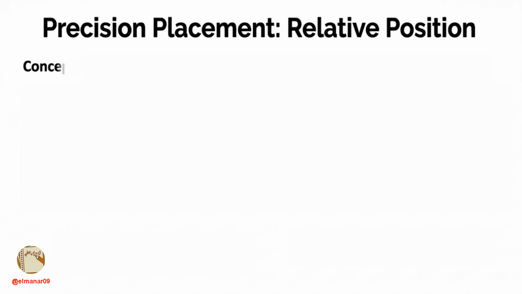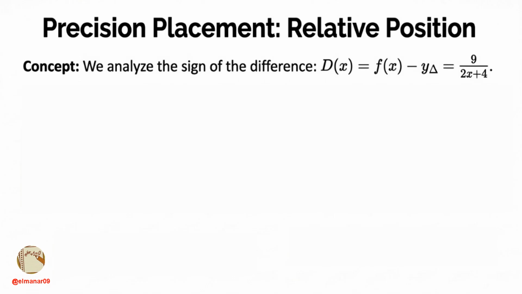Check out the concept here. To figure out the relative position, we analyze the sign of the difference. We call it d of x, which is just our function f of x minus the equation of the asymptote, y delta. In this specific example, we've calculated that difference to be d of x equals 9 over 2x plus 4.